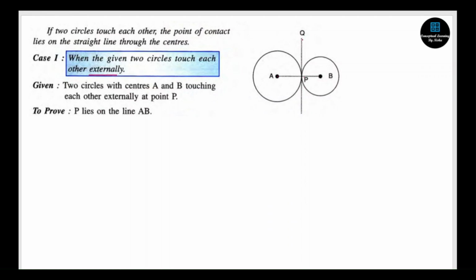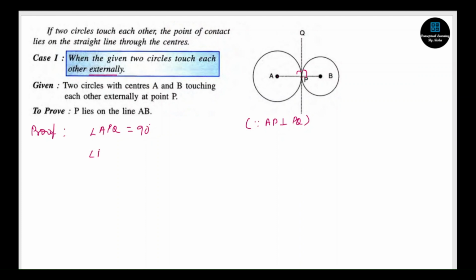Now I can draw a tangent PQ from point P, and we have to show that point P lies on line AB. What can I say about this angle? Angle APQ is equal to 90 degrees. Why? Because we just proved that AP is perpendicular to the tangent PQ.